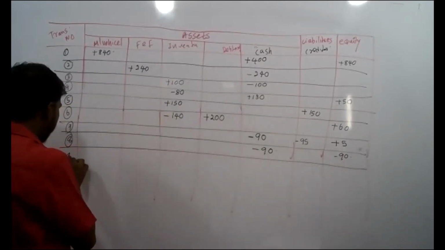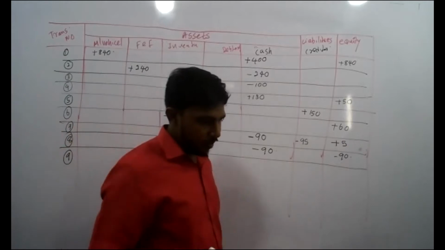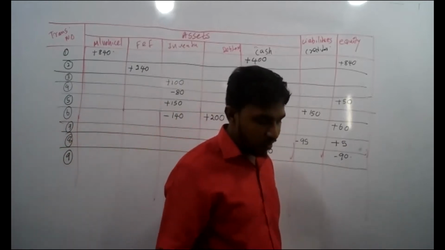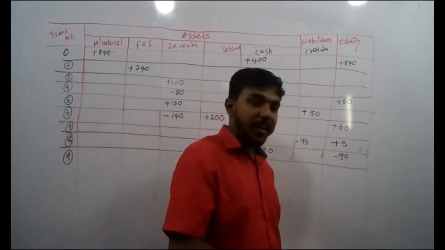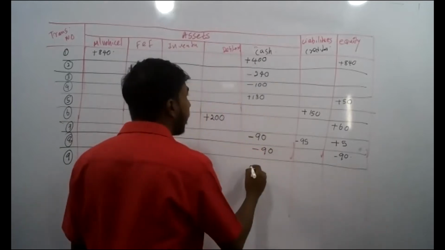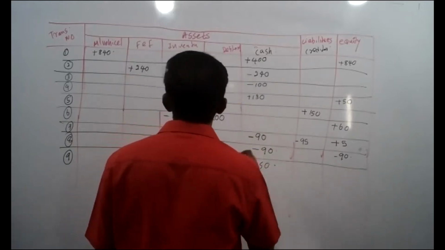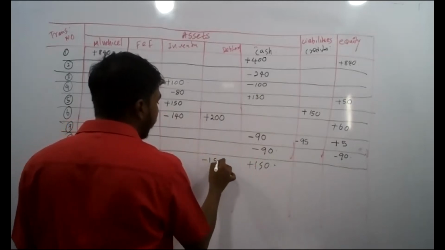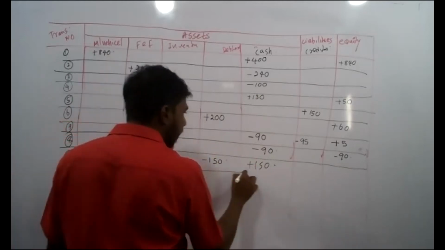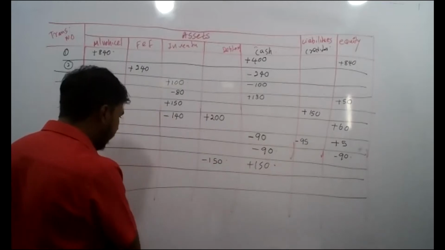What would be the 9th one? Received 150,000 from debtors and this amount was deposited in the bank. So that means anyway received the check. Cash increased by 150. Debtors decreased by 150. So that's all. And take the totals also.